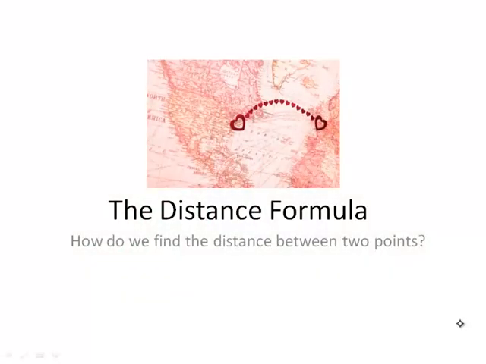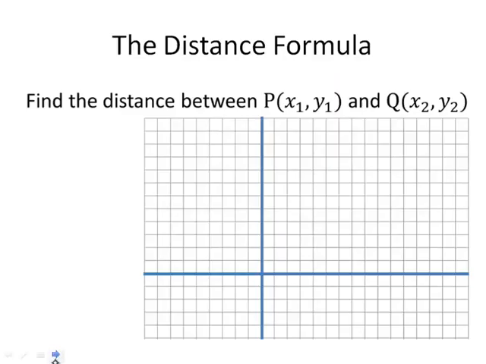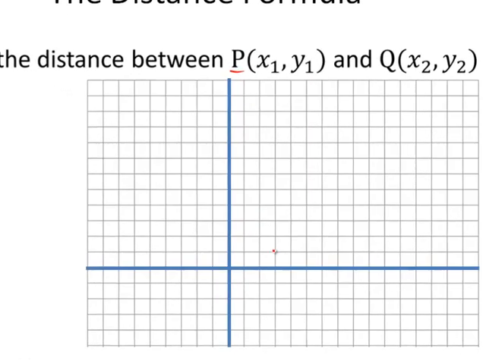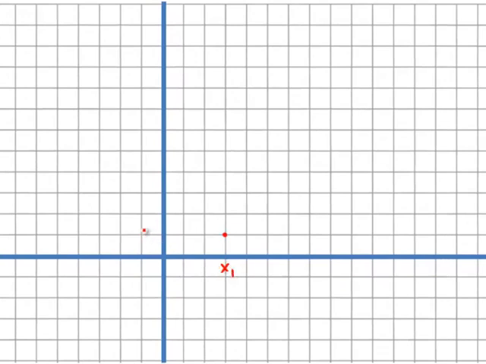This lesson is on the distance formula. The leading question here is, how do we find the distance between two given points? So let's consider two given points. Point P, located at, say, x1, y1, and point Q, somewhere else, say, located at x2, y2. Which means the direct line that connects these 2 points is what we are looking for.